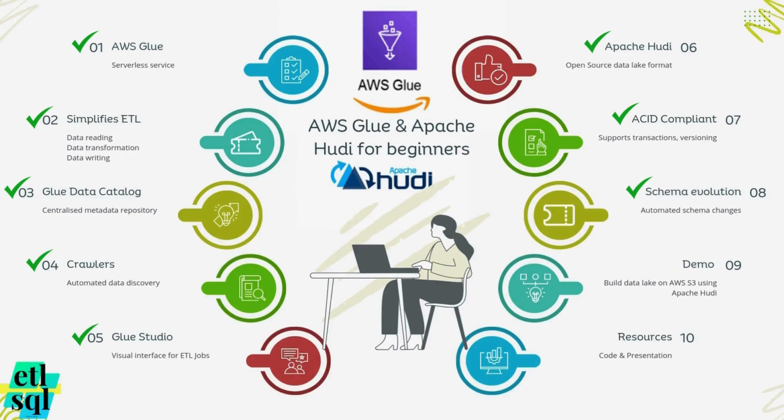After that, I will switch to the demo where we build a small data lake on AWS S3 using Apache Hudi, and we'll be running Spark code on AWS Glue with the data lake format as Hudi. And all the resources, this presentation as well as the code I will use, I will share with you at the end so that you can also practice.